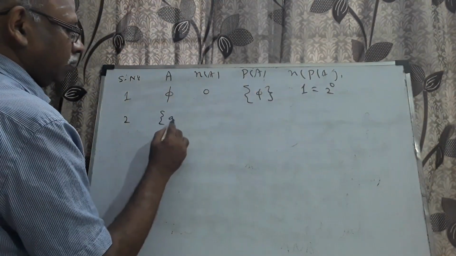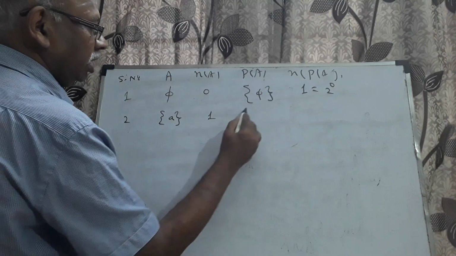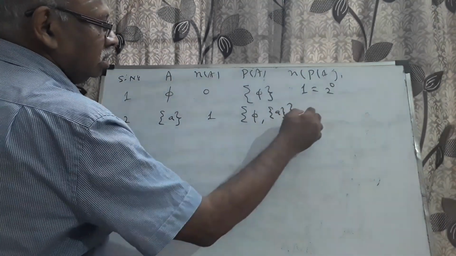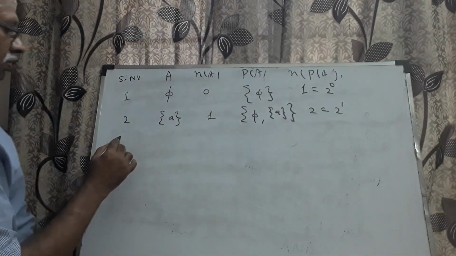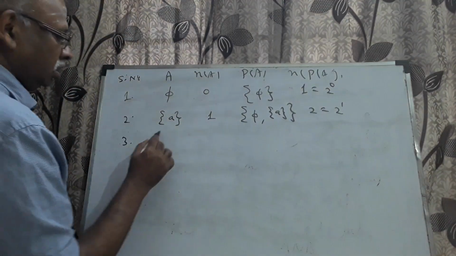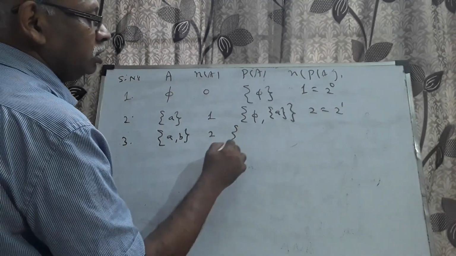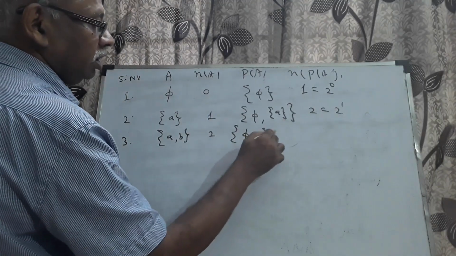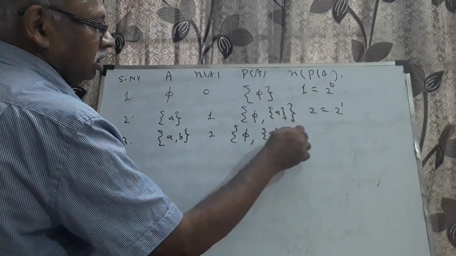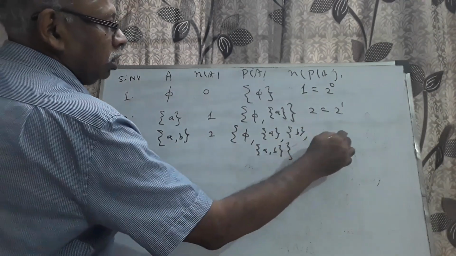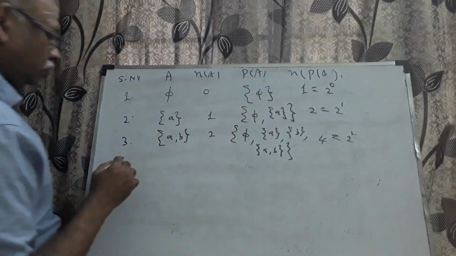Let me think about simply A. There is one element. Here the power set is the empty set and the set containing A. There are 2 elements, which can be written as 2 power 1. Thirdly, let me think about A comma B. There are 2 elements. The power set has the empty set, the set containing A, the set containing B, and the set containing A and B. There are 4 elements, which can be written as 2 square.